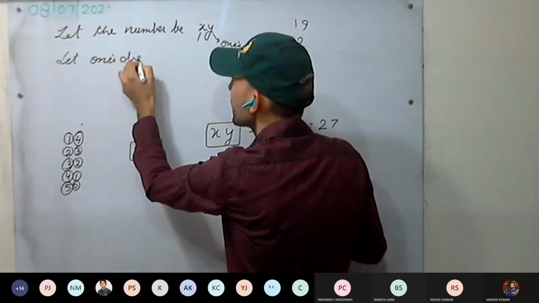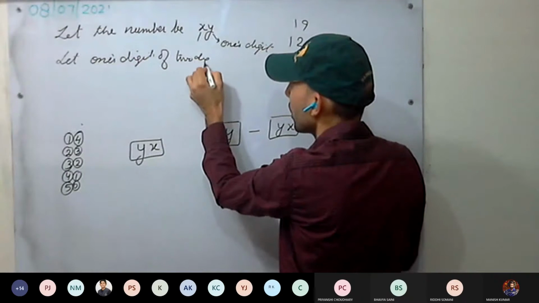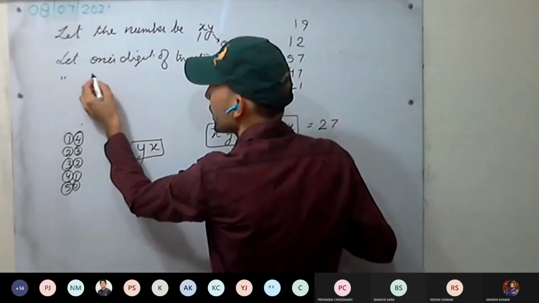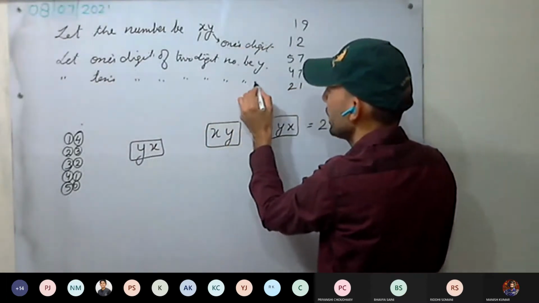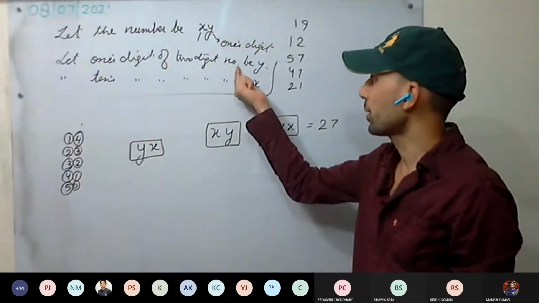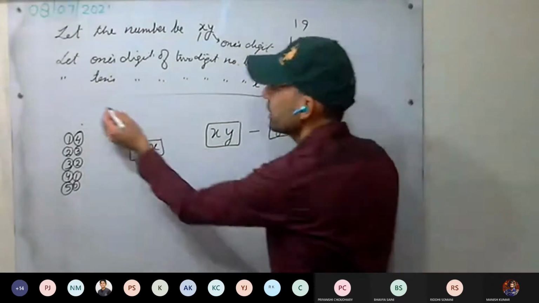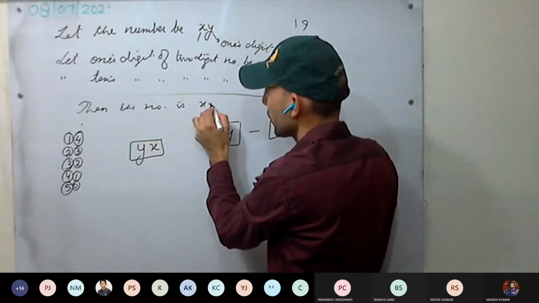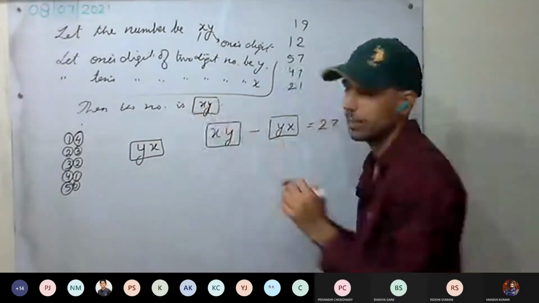Let the ones digit of the two-digit number be y. Let the tens digit of the two-digit number be x. Then the number is xy. It doesn't mean we are multiplying them. Y is the ones digit, x is the tens digit.